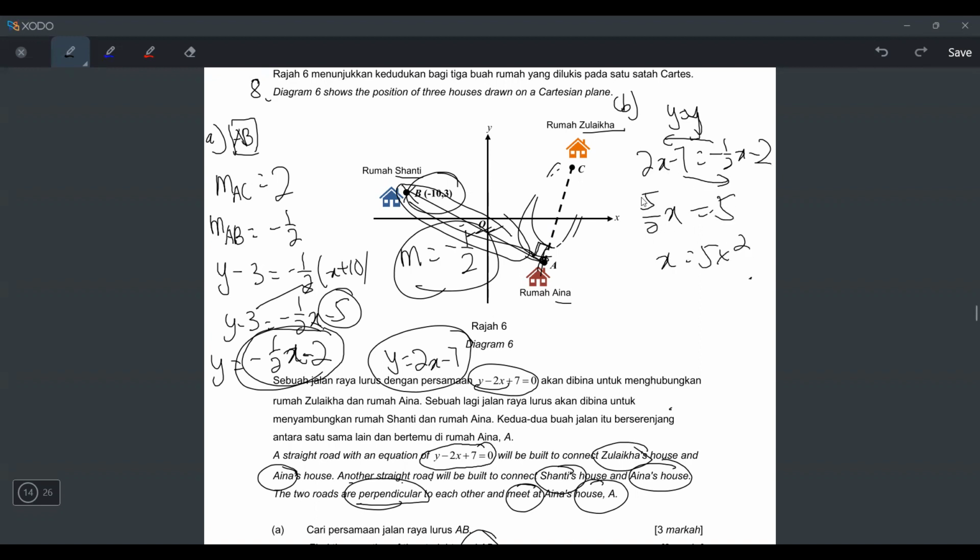Divide 2 becomes times 2. Multiply 5 becomes divide 5. Cancel out. x equals 2. And then y equals 2x minus 7. So 2 times 2 minus 7 is 4 minus 7, negative 3. So the answer should be 2, negative 3.